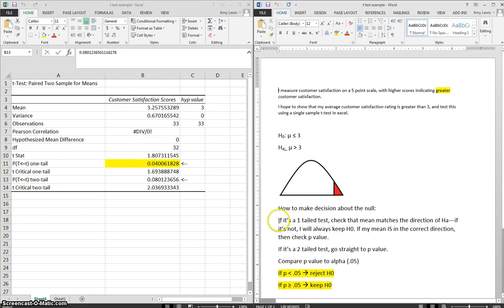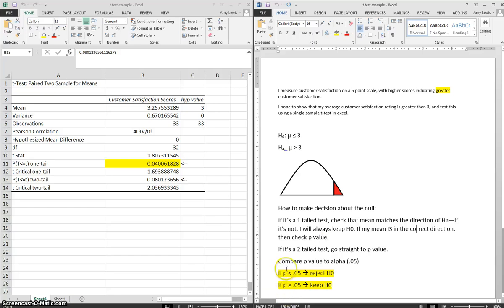So going through my flow chart, we said if it's a one-tailed test, check that the mean matches the direction of my alternative hypothesis. So I go ahead and say 3.26 is greater than 3. So it's in the correct direction. So I'm going to go ahead and check my p-value.